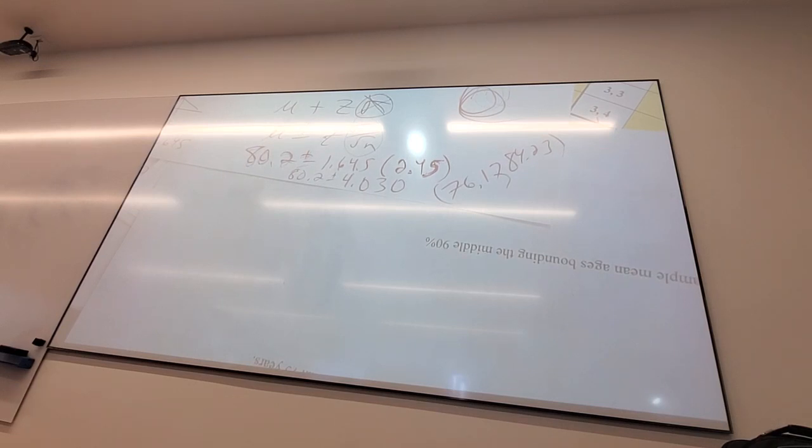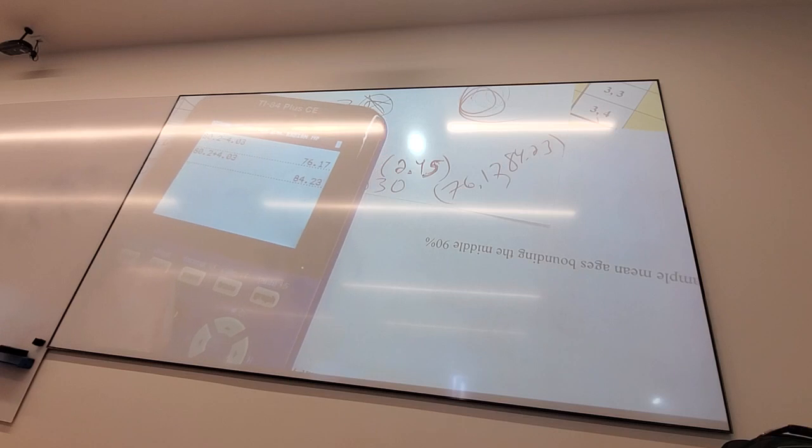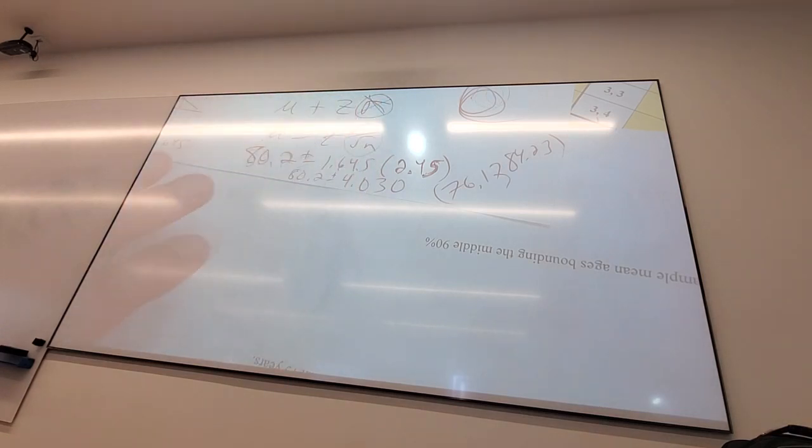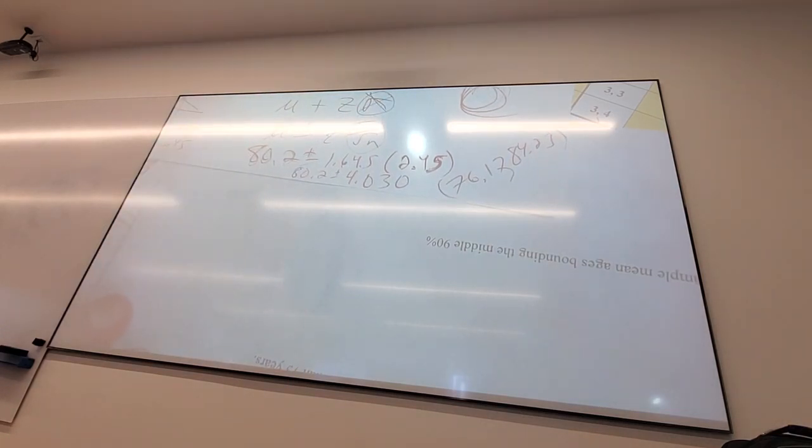So the sign in front of the z-score is going to dictate whether it's the plus or minus in the formula. Because I was putting it inside the parentheses when I shouldn't have. That'll mess things up. I kept getting 76 over and over. So okay, make some adjustments.